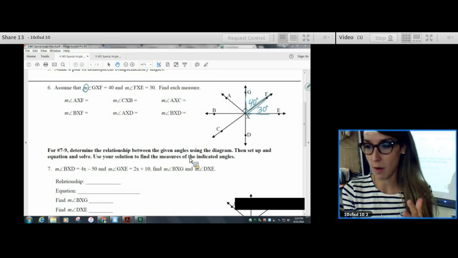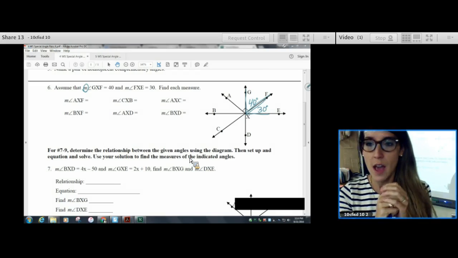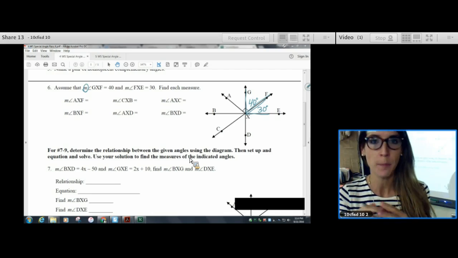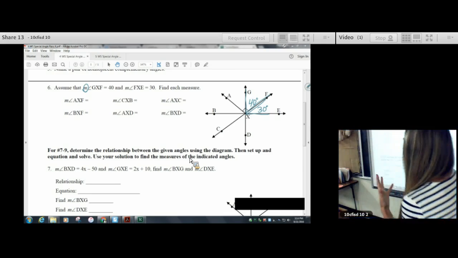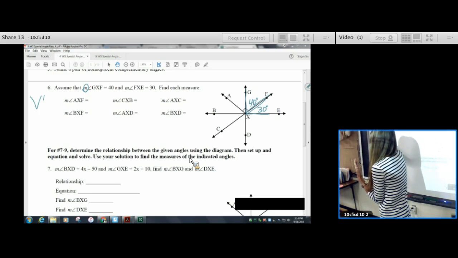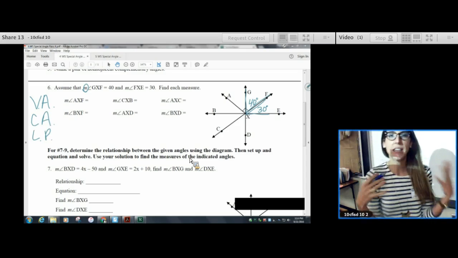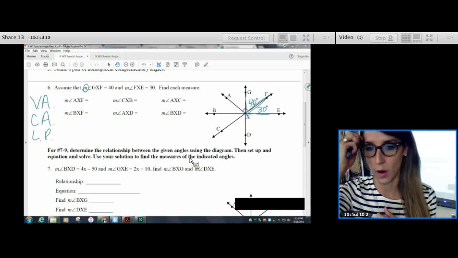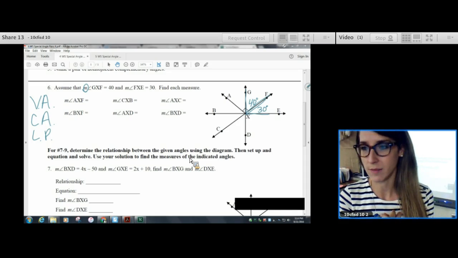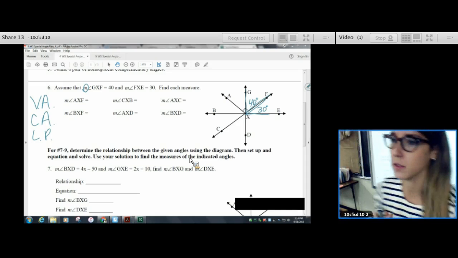We're going to use what's marked on our picture, what's given to us, and we're going to find pretty much all the other angles in the picture. Let's start with our special angle pairs. What are they? We've got vertical angles, we've got complementary angles, we've got linear pairs. Those are the types of angles that we're going to be looking for. Let's start with vertical angles. Do you see some vertical angles?